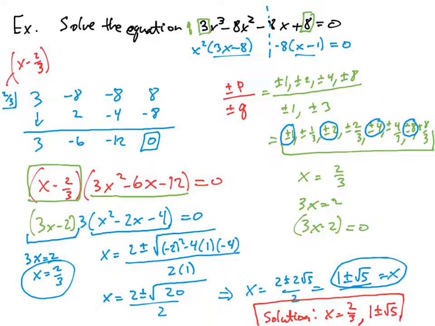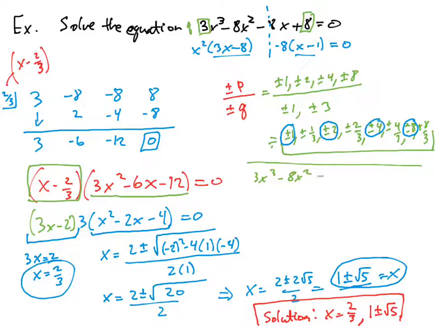That is our solution. Now, this question did not ask us to write this in factored form, but let's go ahead and do that, just because working with this irrational number here, it may be less obvious how this factors. So let's see, 3x cubed minus 8x squared minus 8x plus 8 is equal to 0.